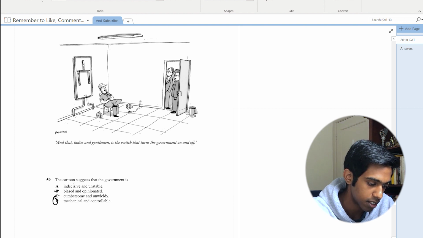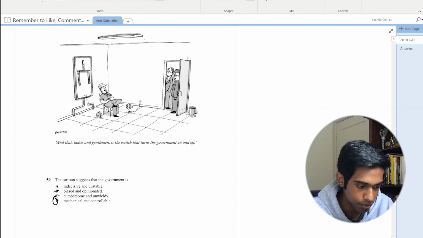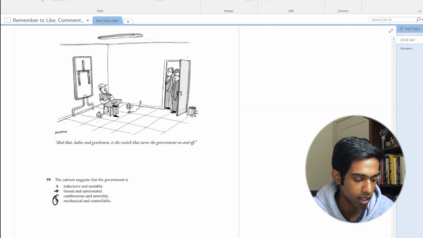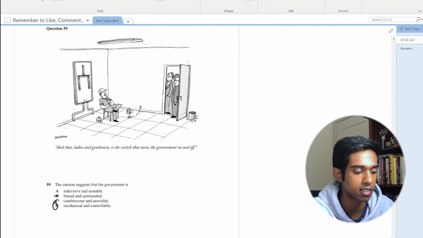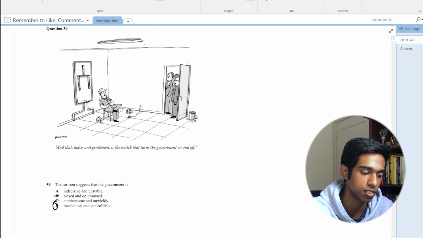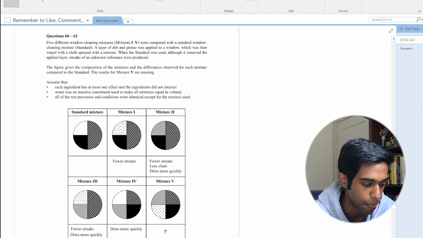So this says nothing about it being indecisive because there's just a guy there. There's nothing about it being biased. There's nothing about it being cumbersome and unwieldy because there's just a guy sitting there. But mechanical and controllable does make more sense because this is a mechanical thing and this guy can just control the government in this cartoon.